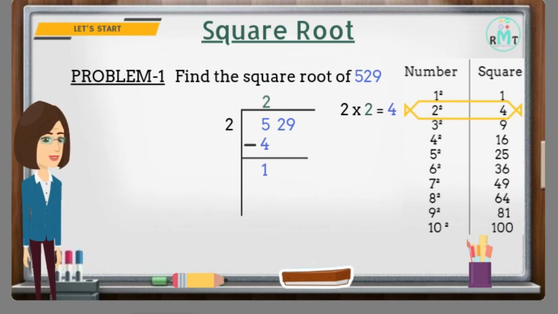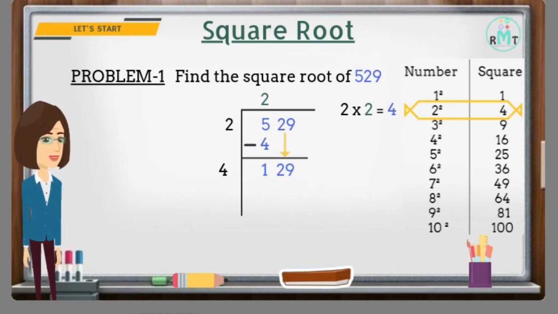Next, the remainder 1 cannot be divided by 2. So we bring down the next group of digits 29 and make it the new dividend. Next, we add the quotient 2 with divisor 2 and make it 4. Now, the new dividend is 129 and the new divisor is 4.